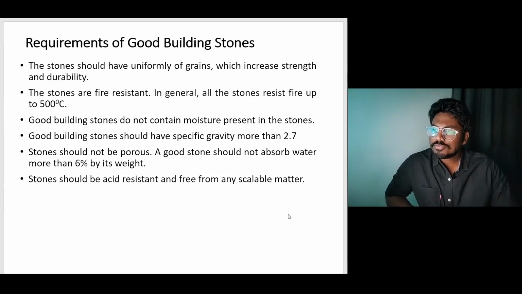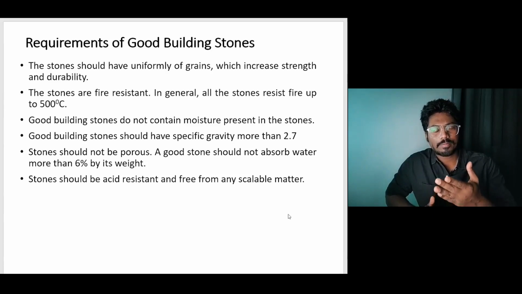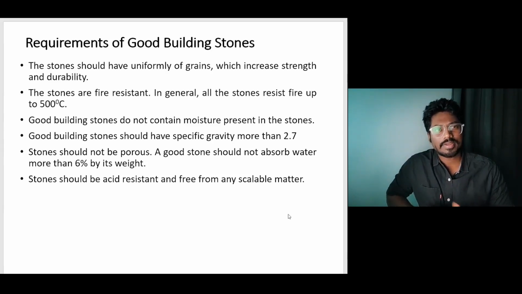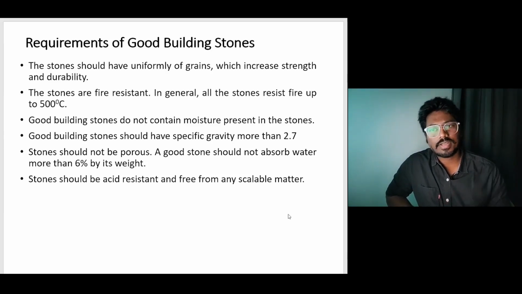Next, the stones are fire resistant. In general, all stones resist fire up to 500 degrees centigrade. So this is a general property of stone by itself. There are stones that do not exhibit this particular property, but our motive is to find stones that exhibit a minimum standard of resisting a temperature of 500 degrees centigrade in order to use it as a good building material. A good stone does not contain moisture.